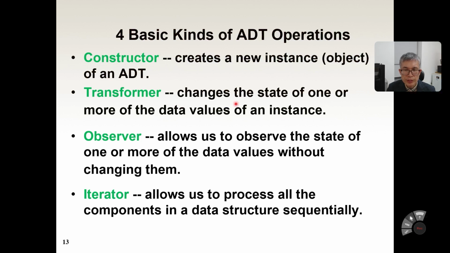A transformer changes the state of one or more of the data values of an instance object. An observer allows us to observe the state of one or more of the data values without changing them. It is a kind of constant function or method. An iterator allows us to process all the components in a data structure sequentially. This is the data processor.